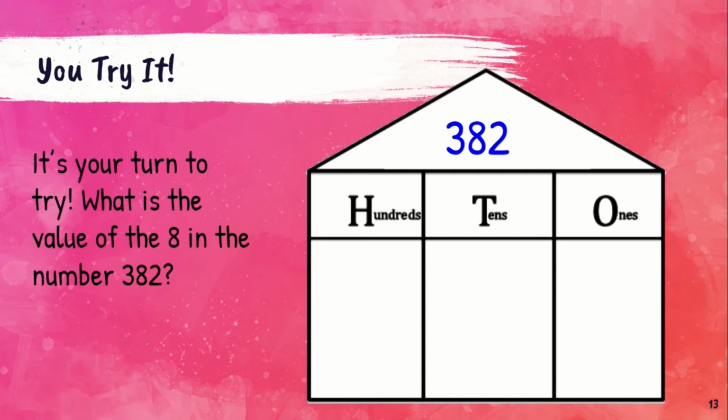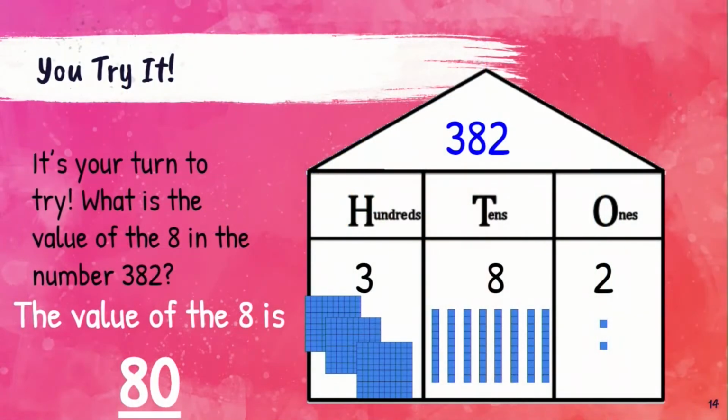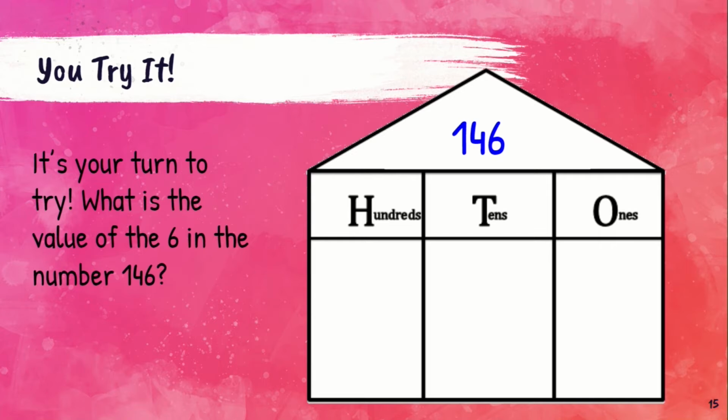All right, let's see. The value of the 8, because it's in the tens place, is 80. So if you got 80, kiss your brain again. You are so smart. All right, let's try another one. This one is 146. So let's try to find the value of the 6 in the number 146. And you can get started and find the value of the 6.